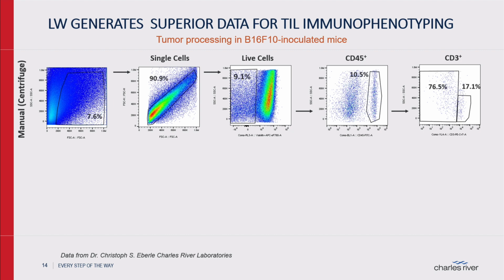These are B16-F10 inoculated mice. They are a common model that's used for oncology research, but the animals themselves and the cells in the animals, while they're being treated, are very, very fragile. So on this upper panel here, what you can see is manual centrifugation.